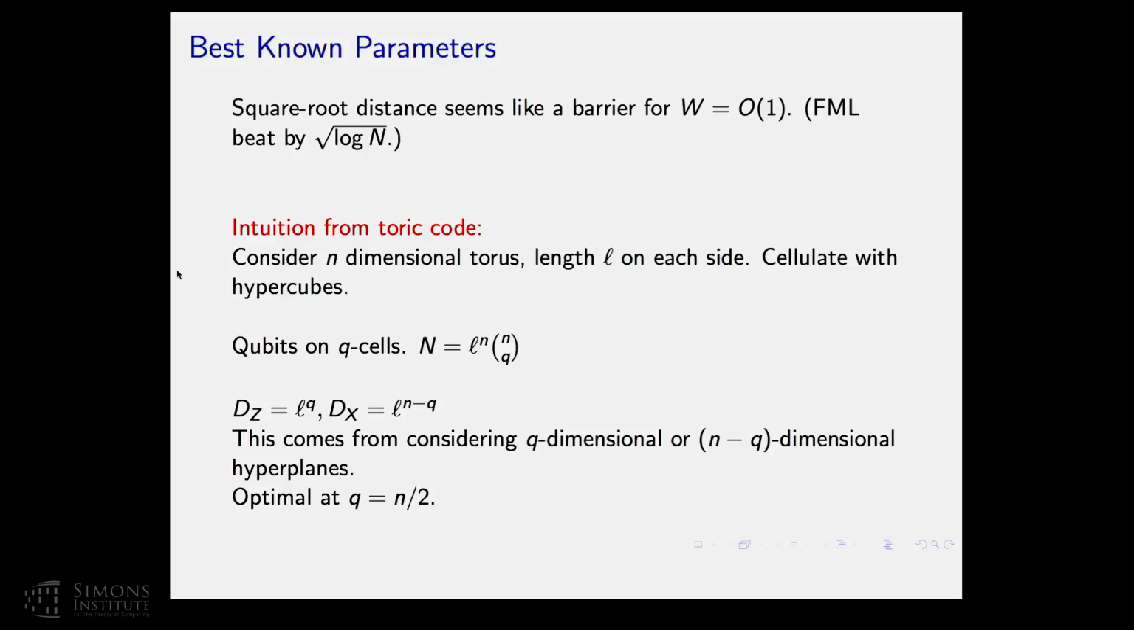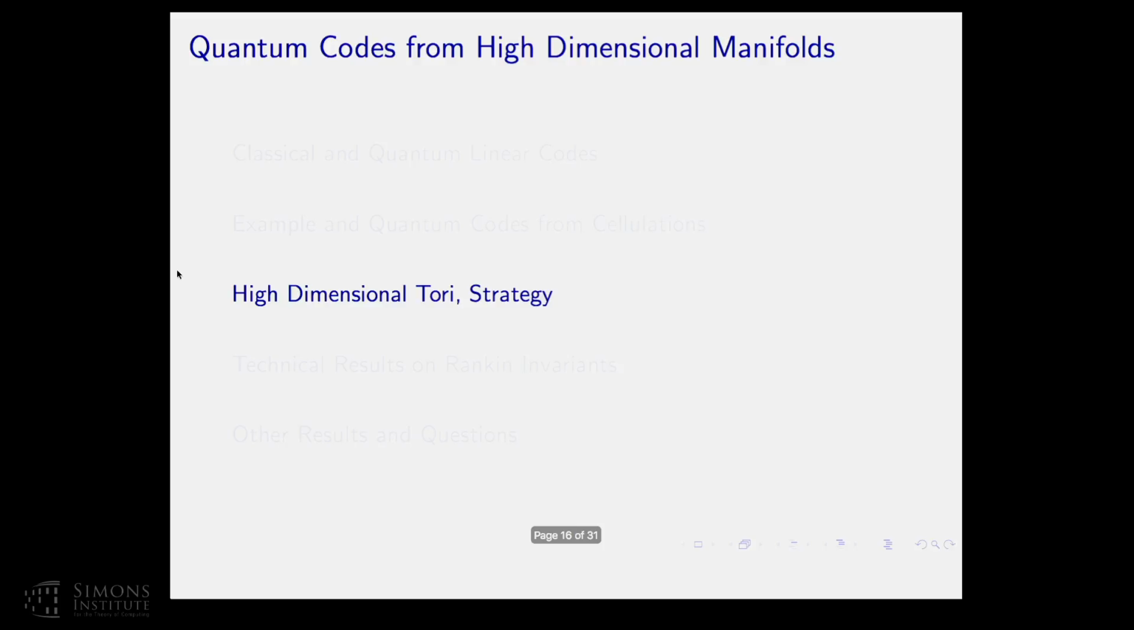The intuition: think about just an n-dimensional torus, all the sides orthogonal, length L on a side, and put the qubits on the q cells. Now, for this non-trivial operator, you could just have a plane. So you could have a three-dimensional torus, and some non-trivial operator that's a plane in 2 dimensions. The weight of this operator is just L to the q, and for the dual one it is L to the n minus q. To make these as big as possible, as q goes up, this one goes up in weight and this one goes down in weight. The best thing to do is take half-dimensional, and it's optimal at square root distance. And you have to work a lot to beat that.